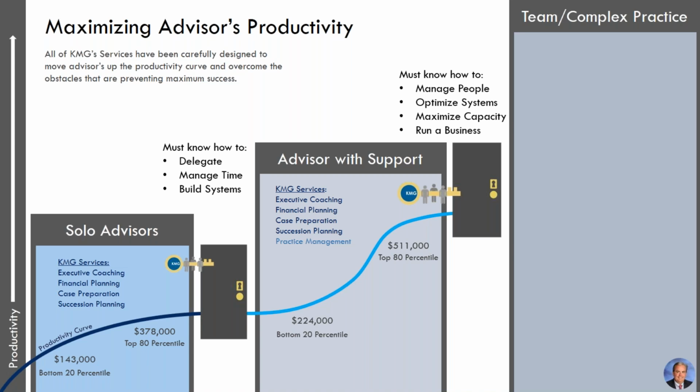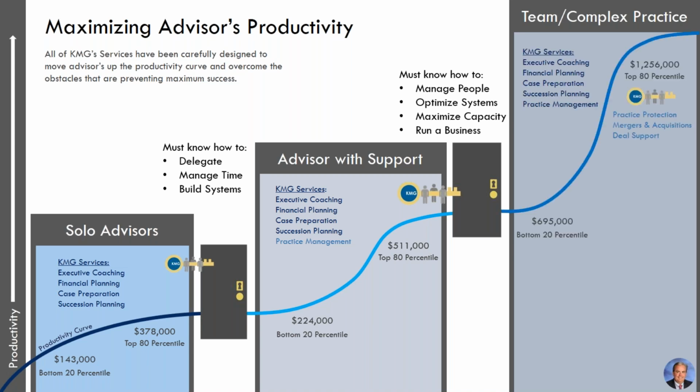So to get to the next level of complexity, people need to learn how to manage people, optimize systems, maximize capacity, and really learn how to run a business. So in addition to the services I've already talked about, we can add our practice protection service, which is really a way to protect the practice, to make sure that all of your agreements are in place and they're not violating any regulatory, legal, or franchise rules or policies. And then we have our merger and acquisition services, because people are typically buying practices to get big in these team complex practices. Then we have our deal support service, where we help people negotiate and structure deals.